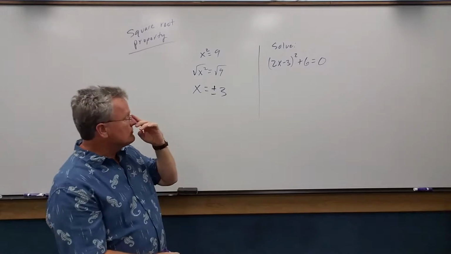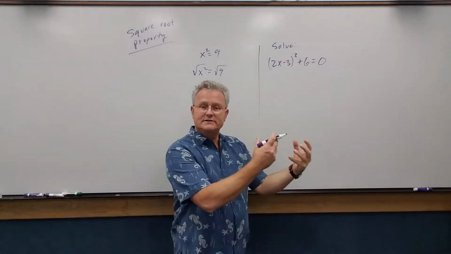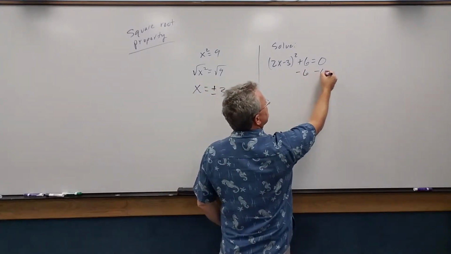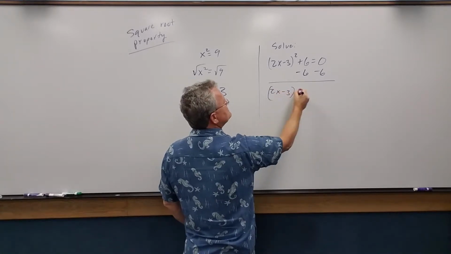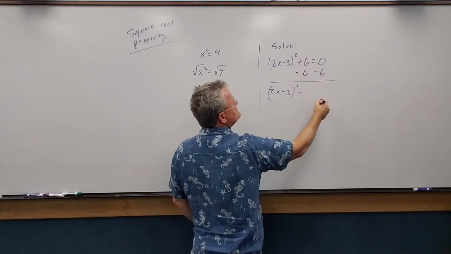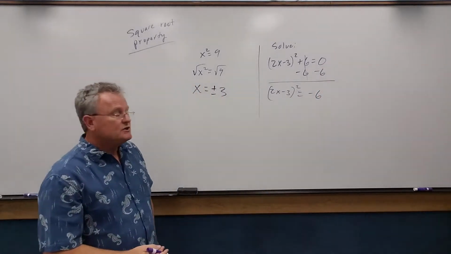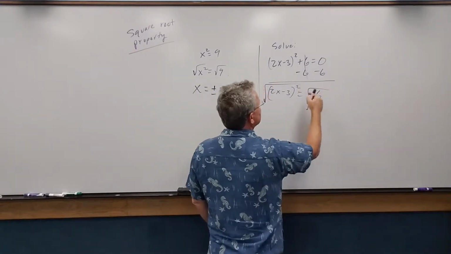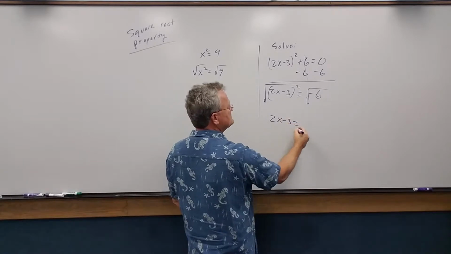To use the square root property, as I just explained, the part that's squared needs to be by itself. So we move 6 to the other side. So we get 2x minus 3 quantity squared, that adds up to 0, and this is -6. Now we use the square root property. When we take the square root of both sides, the square root of a square cancels. We get 2x minus 3.